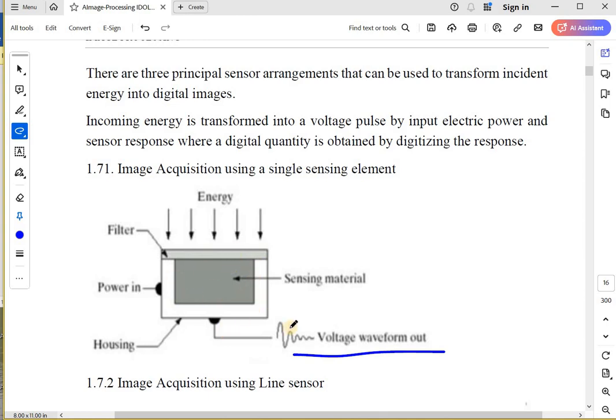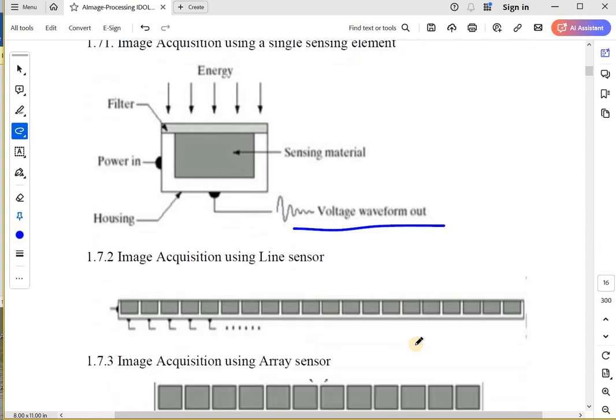Internal जो components है sensor के उसको cover करने वाला housing है. So casing उसका basically. Housing मतलब और कुछ नहीं, casing, and this is your power supply. ठीक है? So the incoming energy is transformed into the voltage plus pulse by input electrical power, and the sensor response where the digital quantity is obtained by digitizing the response. So जो भी energy आता है power के help से उसको आप voltage waveform में convert करोगे.